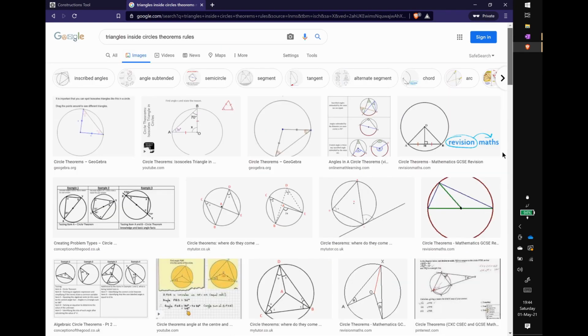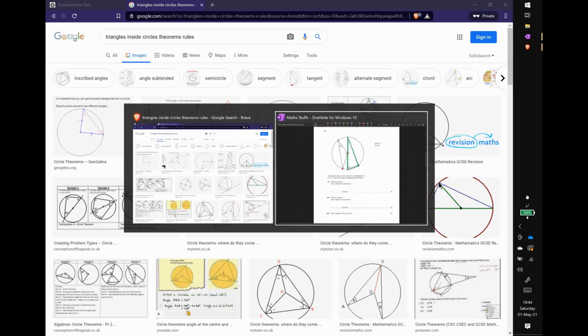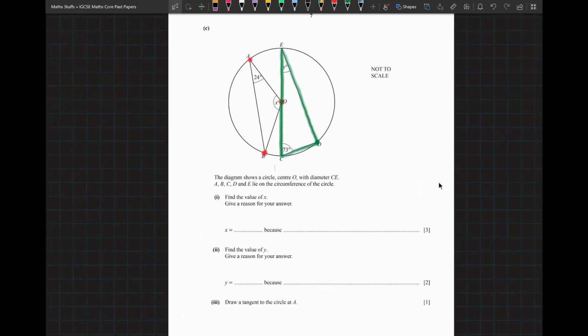In this case, the question is using two of the simpler ones. So I'll go through this. So we've got the green rule, I'm going to call it, and the red rule. All right, for the first question they say find the value of x, so they want us to find this. So that means we're going to be looking at this red triangle.